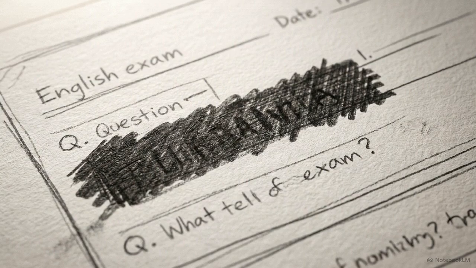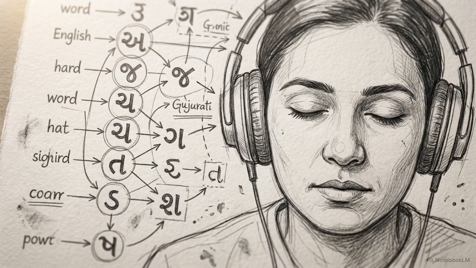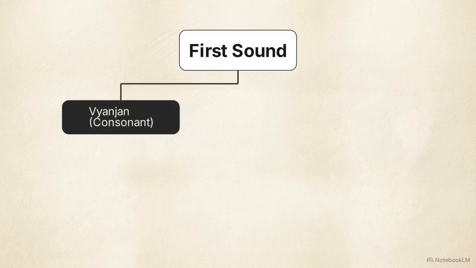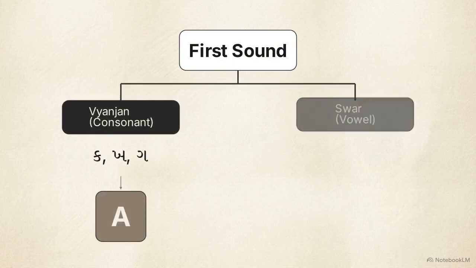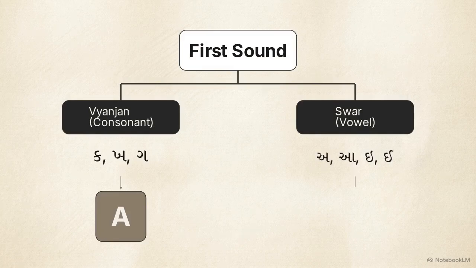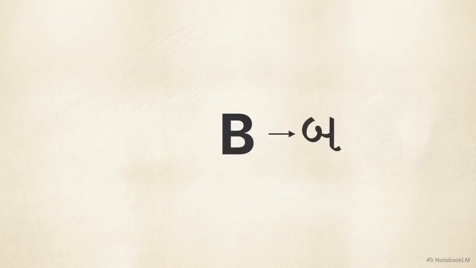Now here is the core technique. Stop looking at the letters written on the page. Instead, say the English word out loud and listen to the very first sound it makes in Gujarati. If that first sound is a Gujarati vyanjan, a consonant, you use the article a. If the first phonetic sound is a Gujarati swar, a vowel, you use the article an.